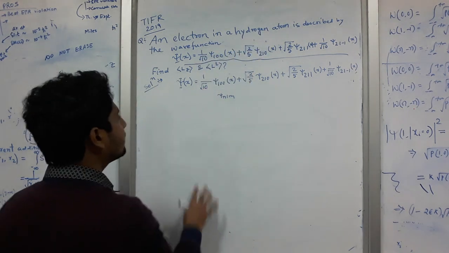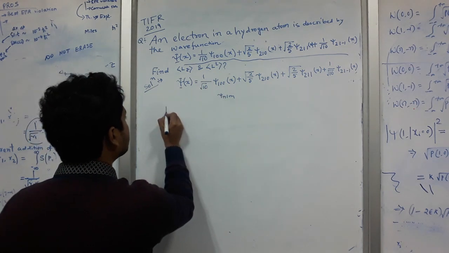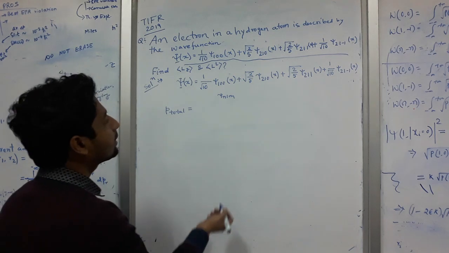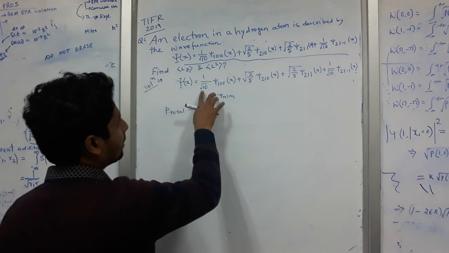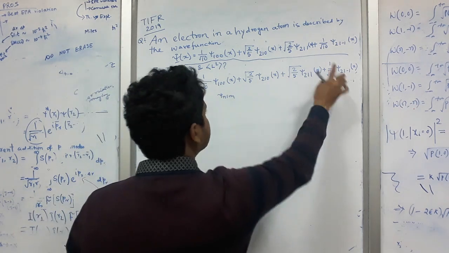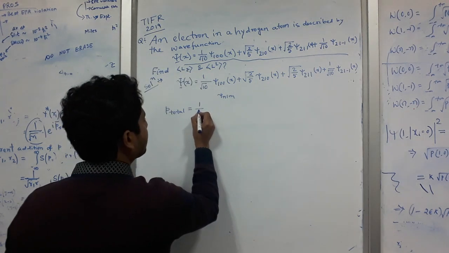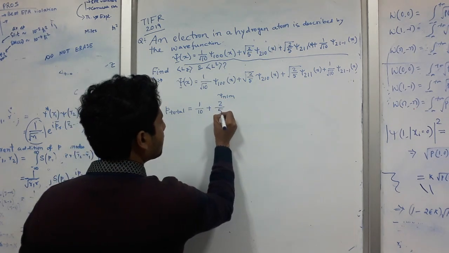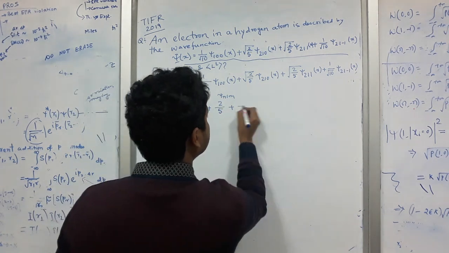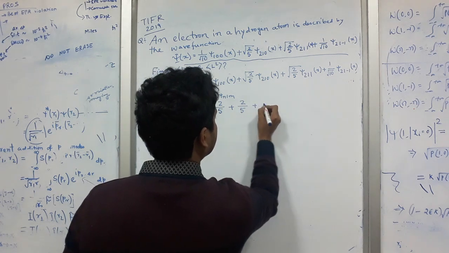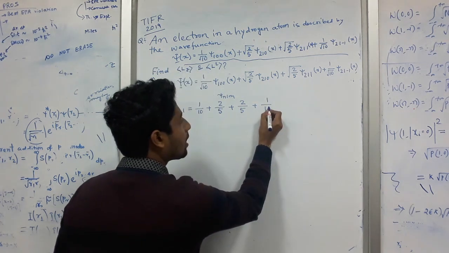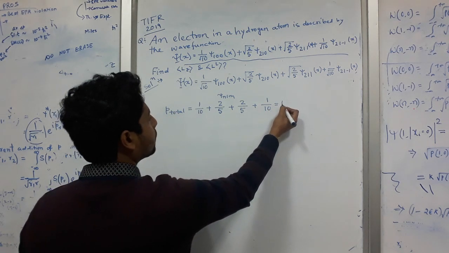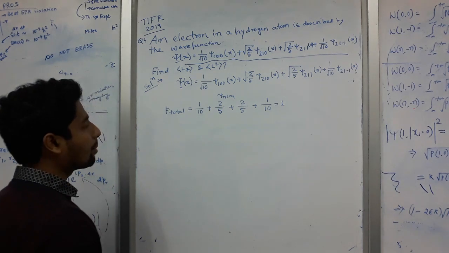So we need to check whether this wave function is normalized or not. For that we need to check whether this total probability P total, I am writing, is 1 or not. It's just a sum of the squares of all those coefficients. So first one is 1 by 10, plus second one is 2 by 5, plus third one is also 2 by 5, plus fourth one is 1 by 10. If I do it, it comes out as exactly 1. So it's normalized, no issue.